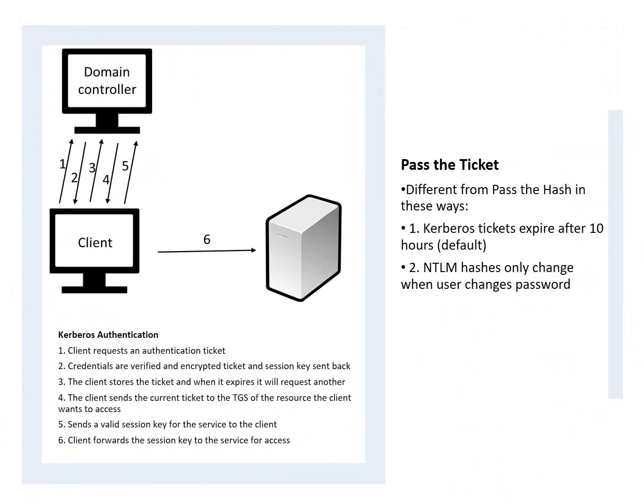Pass the ticket is a method of authenticating to a system using Kerberos tickets without having access to an account's password. Kerberos is an MIT computer network authentication protocol. It uses symmetric key cryptography that requires trusted third-party authorization to verify user identities and is currently the default authorization technology used by Microsoft Windows. Implementations of Kerberos exist in Apple OS, Unix, and Linux.